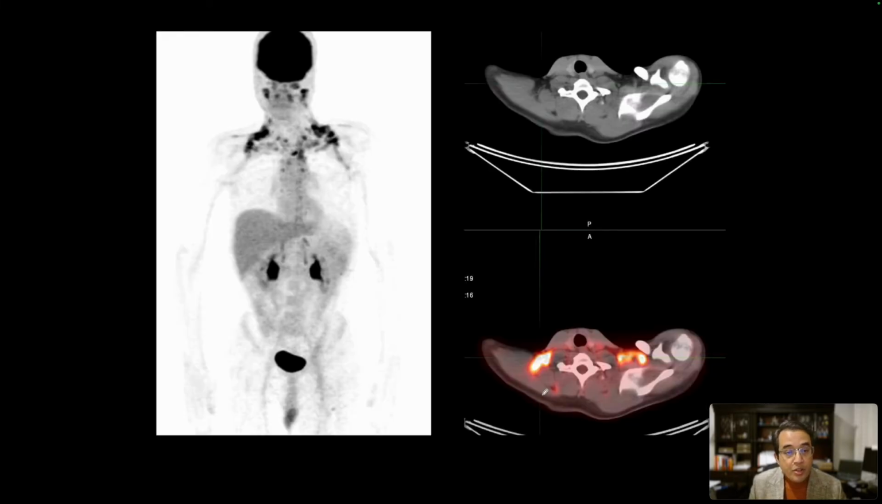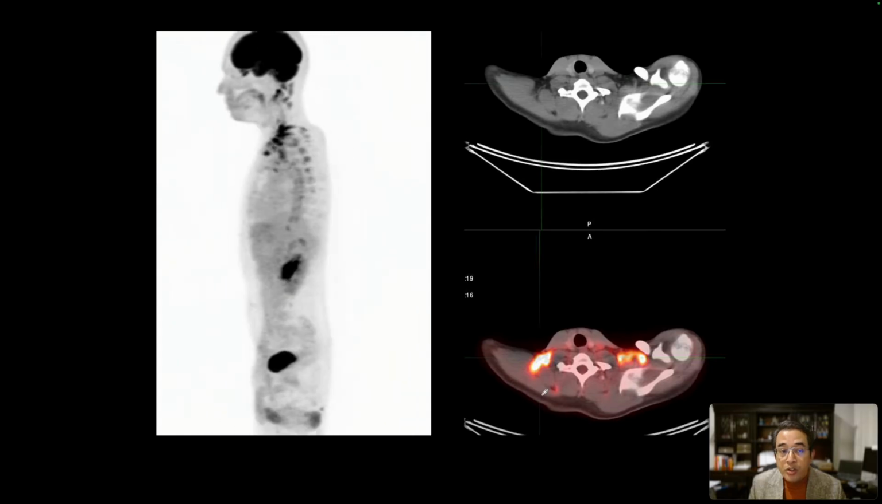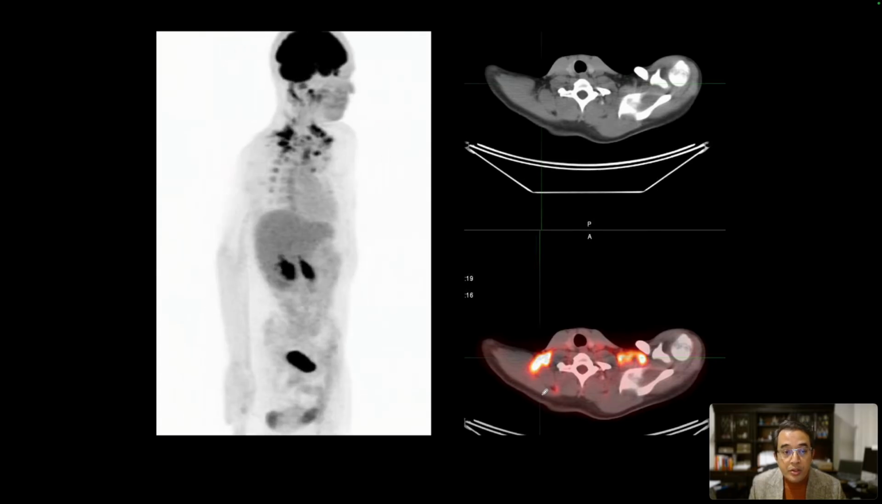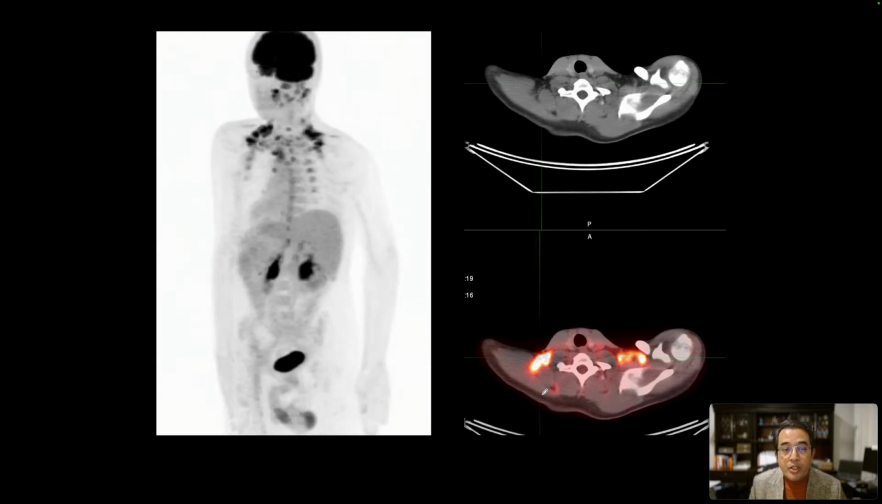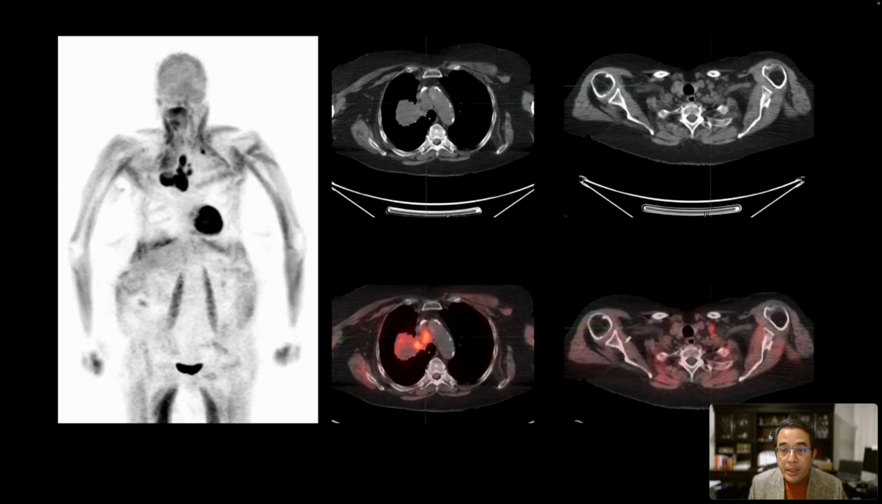Here's our next patient. On the rotating image, we see that in both sides of the neck and in the supraclavicular regions and posterior intercostal regions, there are multiple foci of intense FDG uptake, and these correspond to fat attenuation seen on the CT images. So this is characteristic brown fat uptake or brown adipose tissue uptake on FDG PET CT.